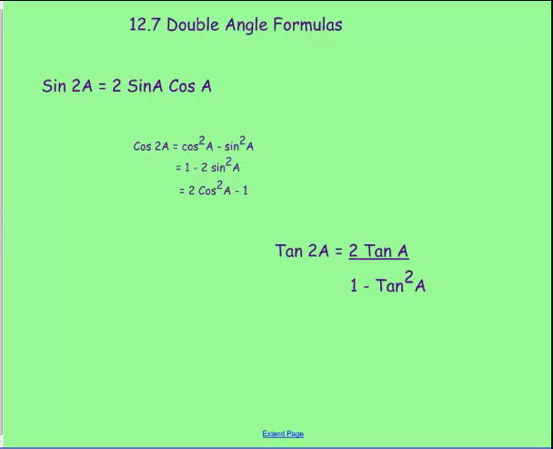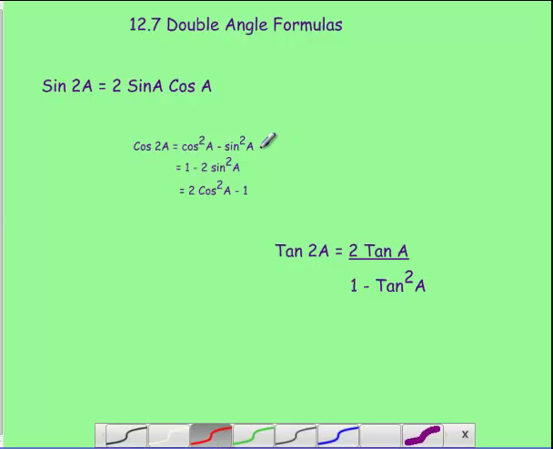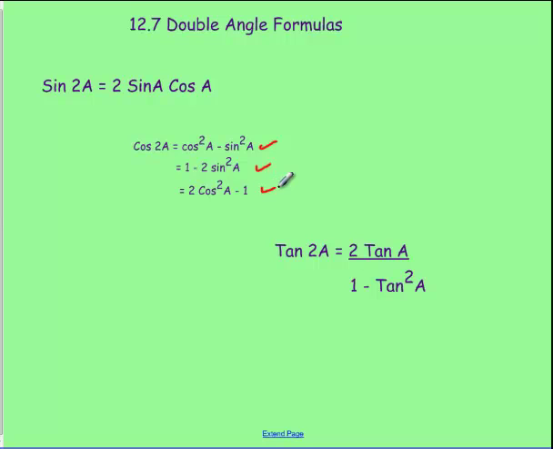Okay, now that you've taken the time to write them down, please note here that cosine has three different ways to find the cosine of a double angle. And yes, you will be required to know all three. Of course, once you know one, you can derive the other two quite easily. So what the video will be about is, well, how do you use these?